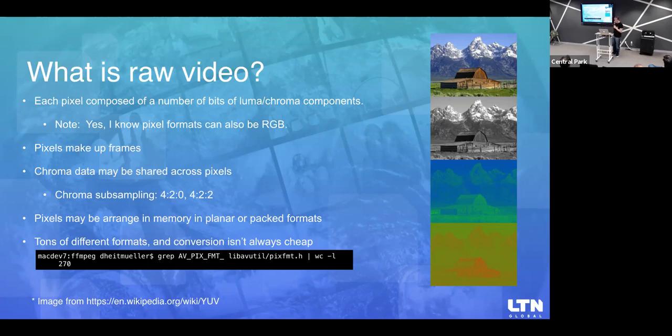And this quick little grep here shows there are 270 different pixel formats in FFmpeg, which is basically the Swiss Army knife and kitchen sink of pixel manipulation. There's a lot of different formats, and they don't all convert to each other cleanly. They don't even all convert to each other without loss, and they don't all convert to each other with the same performance profile. And so these are all things to bear in mind when you look at any sort of raw video transformation.